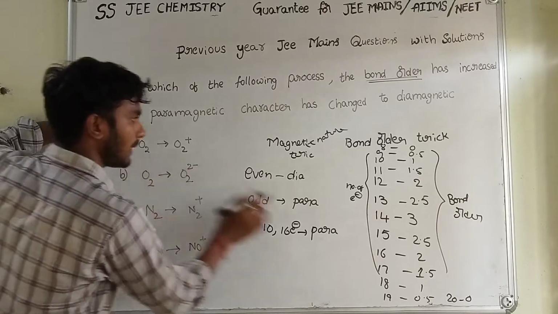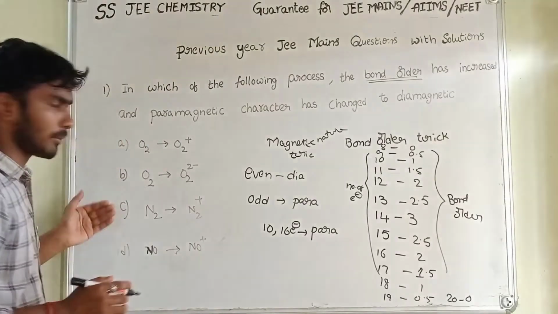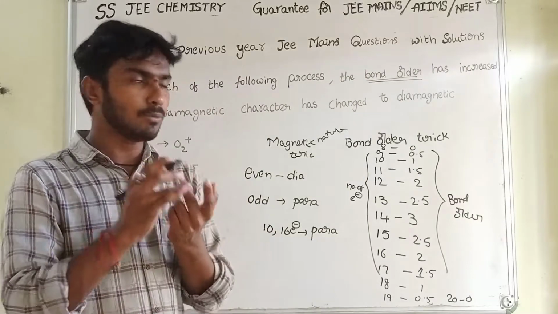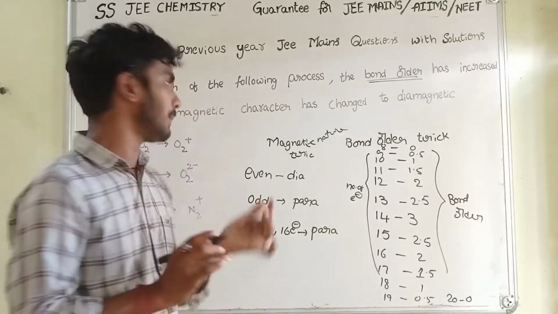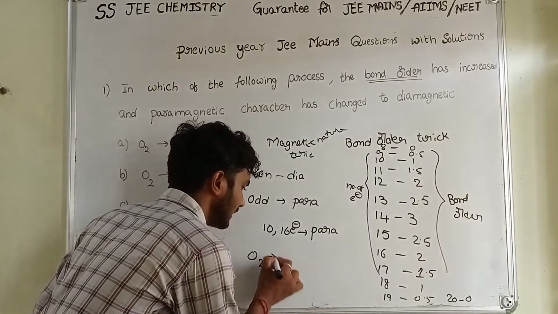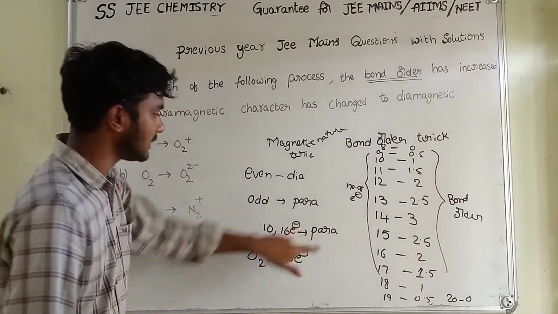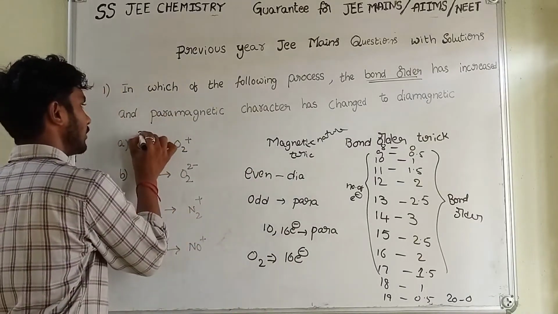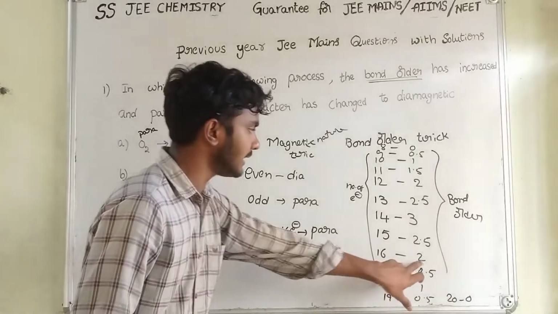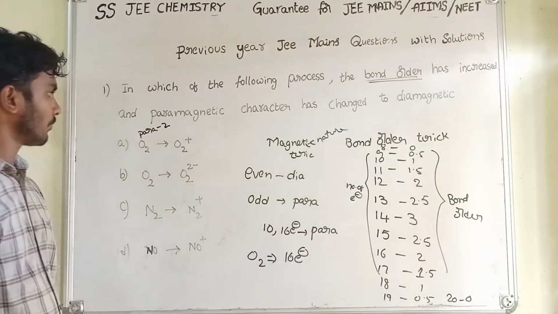How many electrons in O2? These are the options, so we'll go one by one. O2 means 2 oxygens. In one oxygen, 8 electrons are there, but here there are 2 oxygens, so O2 means 16 electrons. 16 electrons means paramagnetic nature, and for 16 electrons the bond order is 2.